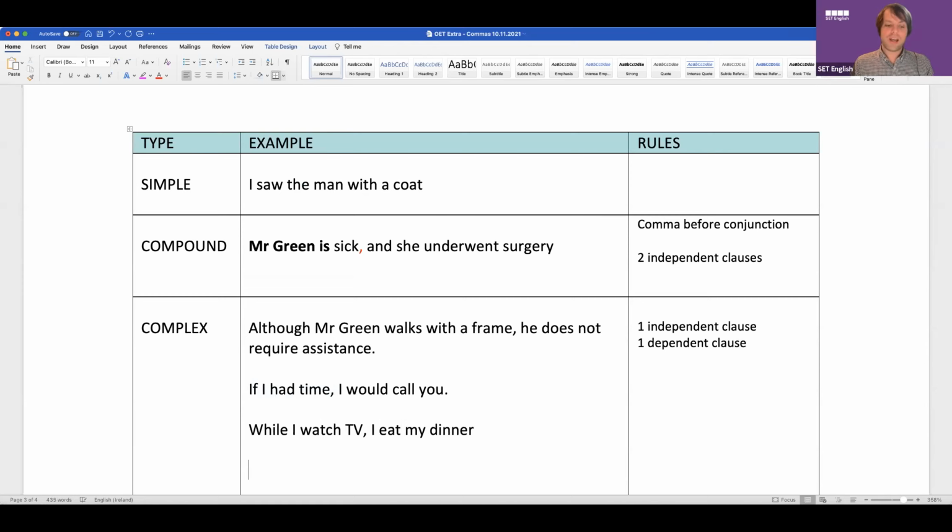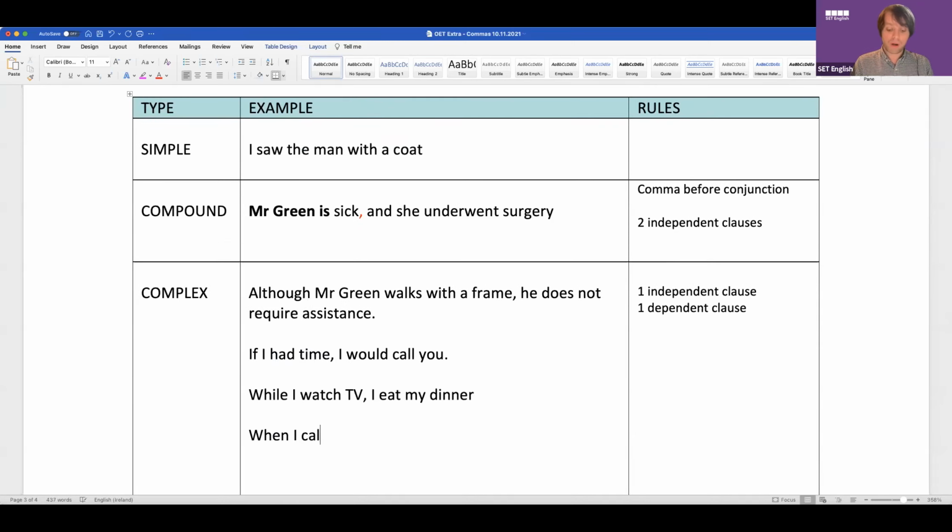Very true. When? Can someone give me a "when" sentence? When I call my mom, comma, a policeman came to my door. Okay, a policeman came to my door.